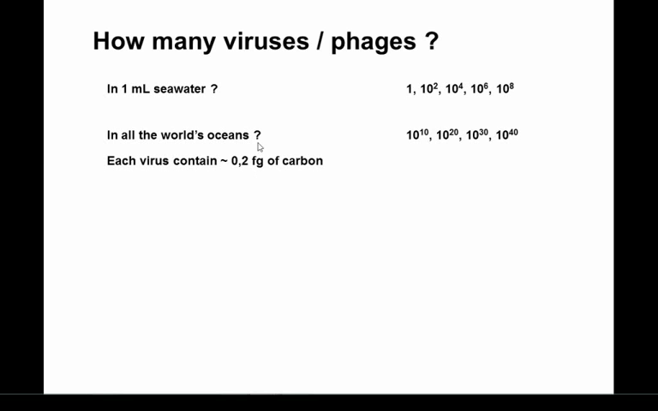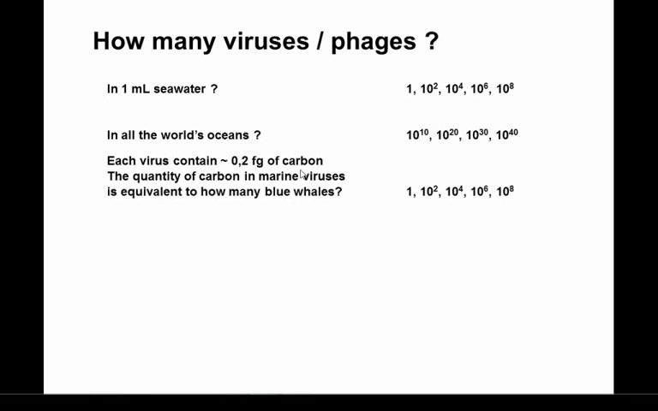So of course, with 10 to the 30 and 0.2 femtograms, you could calculate the number of tons, but to make it more interesting, the question is, how many blue whales is that equivalent to? You can imagine a blue whale, it's big, it's massive, right? So if you put all these virus particles, all the carbon in them, how many blue whales would that be? Okay, one blue whale. Anybody say that? What, 100?